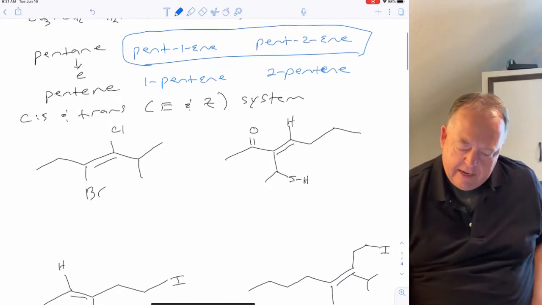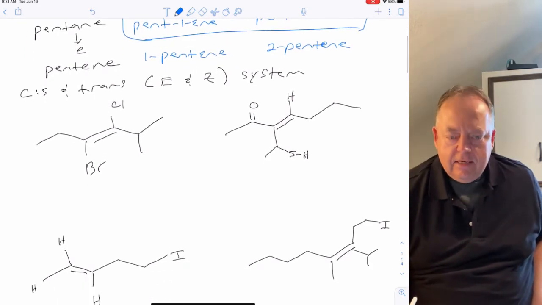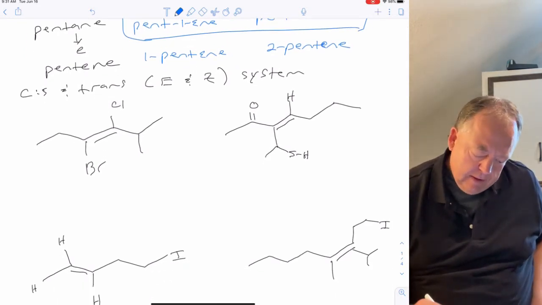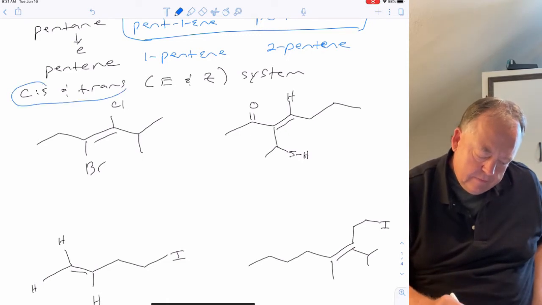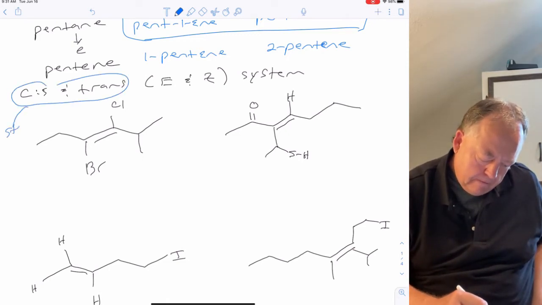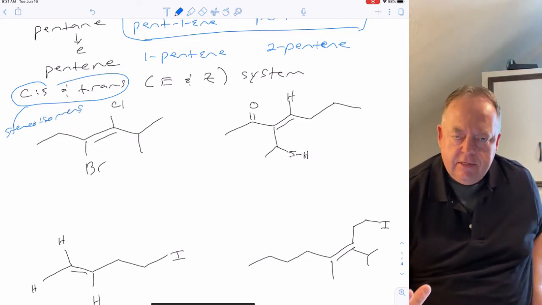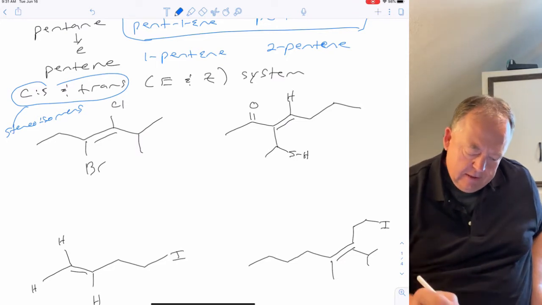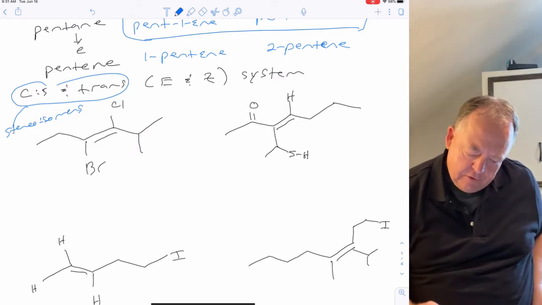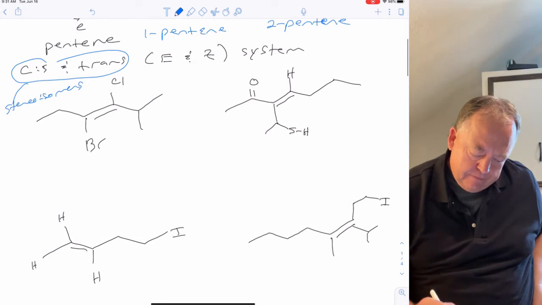If you have an alkene, we've talked about the stereoisomers before, cis and trans. You can have groups on the alkene arranged differently in space. These next few examples illustrate that.